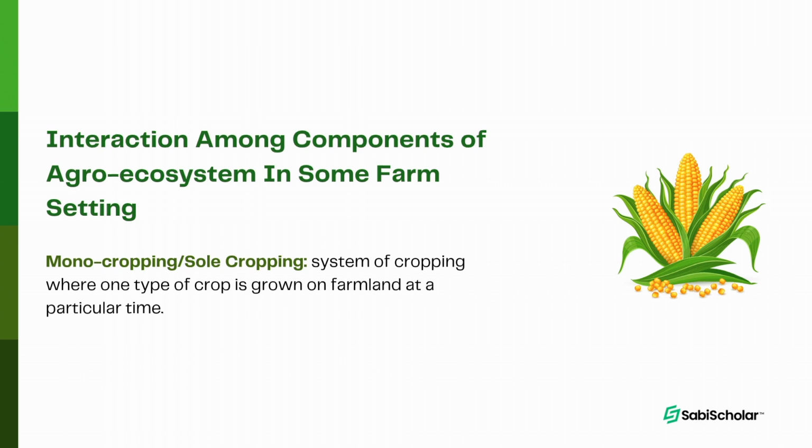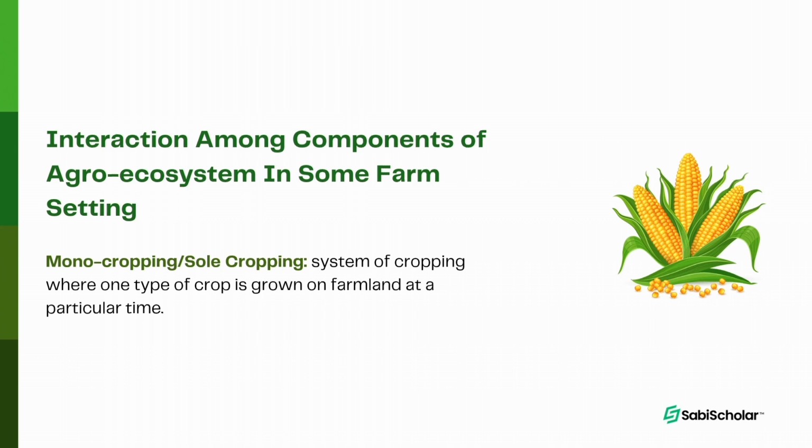Now, the interaction between the biotic and abiotic factors in the environment includes that the crop plants will absorb nutrients from the soil in order to grow. The crop plants will also absorb water to grow and produce food. And then the crop plants here will also take in carbon dioxide from the air to carry out photosynthesis.